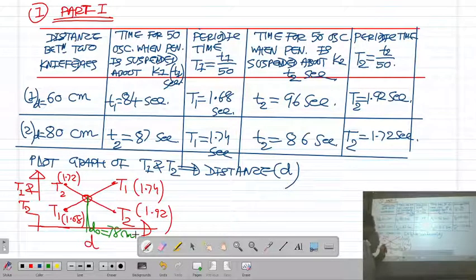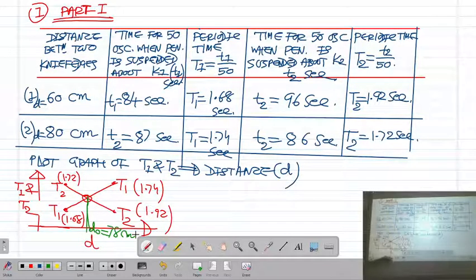The lines connecting T1, T1 and T2, T2 are intersecting at this point. At the point of intersection, the distance between them, D0, comes approximately 78 centimeter. Right? Means when you take the distance between them as 78 centimeter, your Kater's pendulum will become a simple pendulum. Means this is the equivalent length for a simple pendulum. Now we will look at part 2.